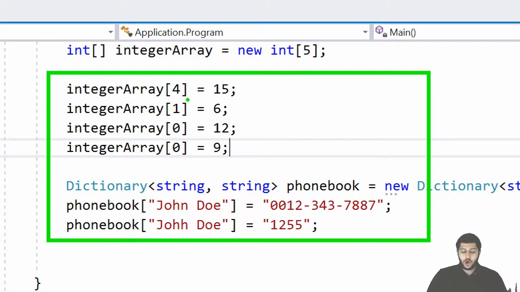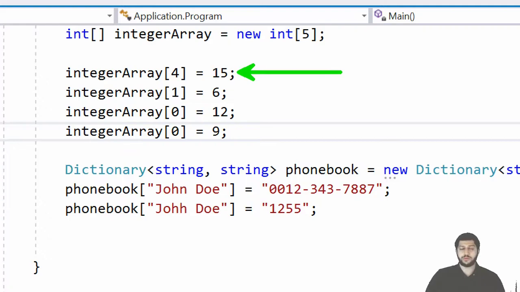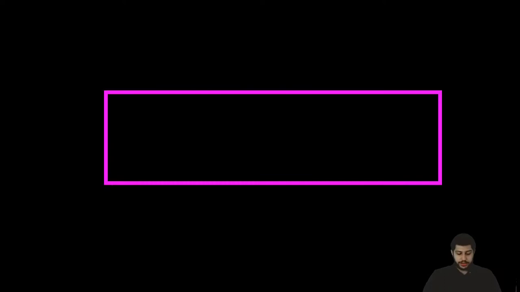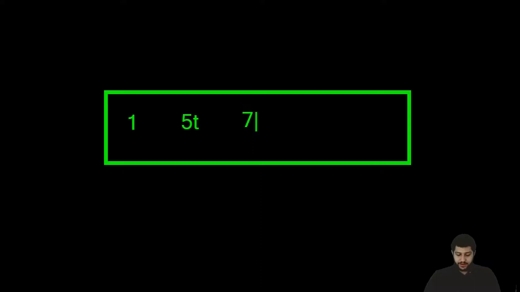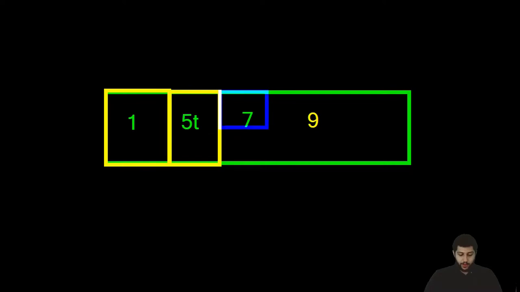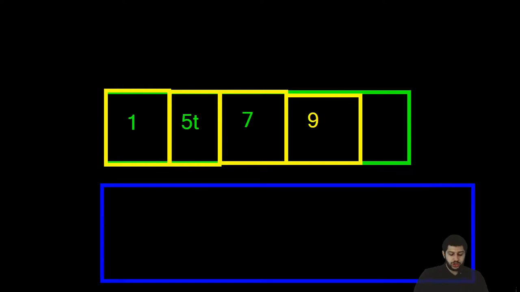Arrays simply don't understand what an index is. They don't store indices. Whenever you access an item at some index, it's calculating the position of the item dynamically. It doesn't store the index. It's just a sequential data structure. We have 1, we have 5, we have 7, we have 9, and we don't really store any indices. Whereas in an associative array, you have a key and a value.